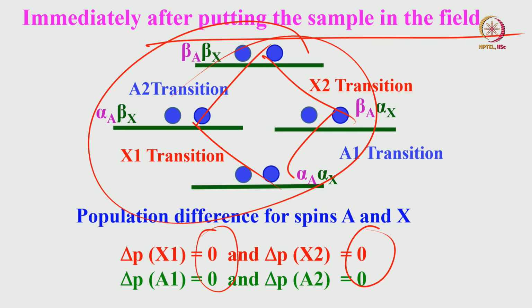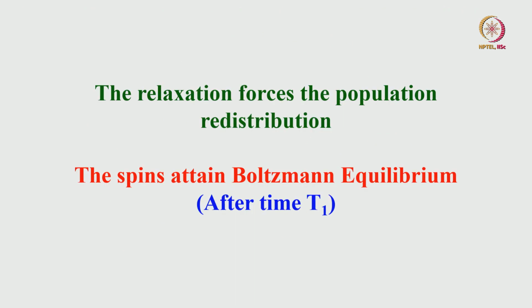Now what we will do is, we will wait for some time. That time is the relaxation time, called T1. T1 is called the longitudinal relaxation time. It is the time required for the spins to attain thermal equilibrium. That is the growth of magnetization along the z-axis. Population gets redistributed with time because of the relaxation forces.